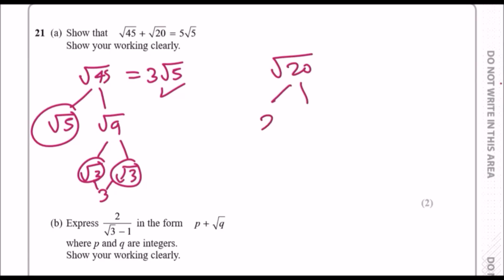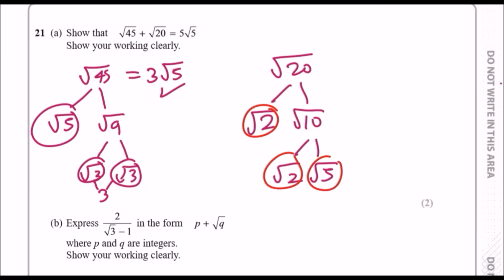So 20 is the same as 2 times 10, both rooted, and 10 is the same as 2 and 5. And just like the previous one, when you've got 2 the same thirds, they become a whole. So 2 and 2 become a whole 2, meaning we're left with 2 root 5. 2 root 5. And now combining these two, 3 root 5 plus 2 root 5 is going to give us 5 root 5. And you're done. That's it.